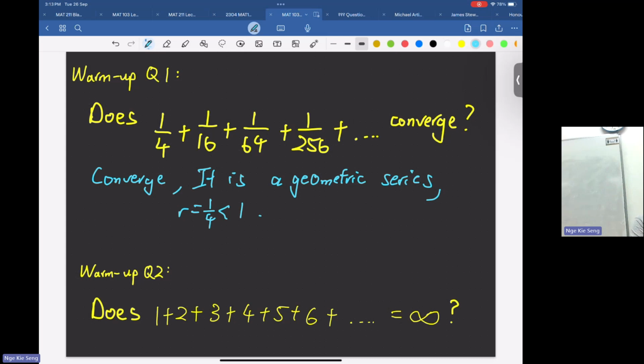It converges. So how do we find S infinity? How to find the sum? What's the formula of S infinity? A over 1 minus R. So what is A here? So S infinity is 1 over 3. Okay, 1 over 3.